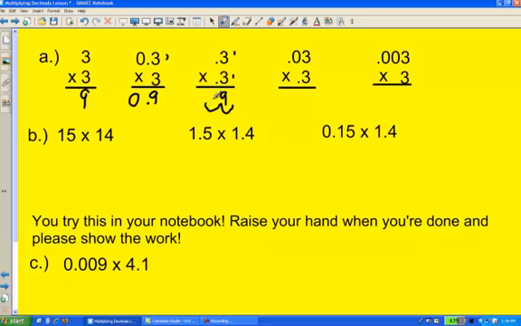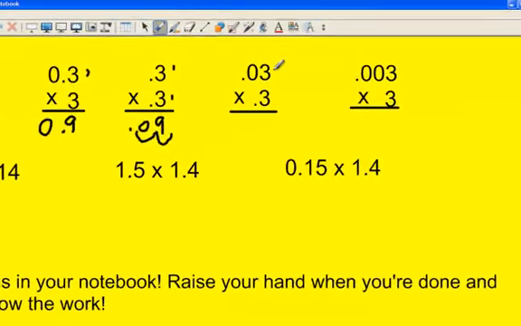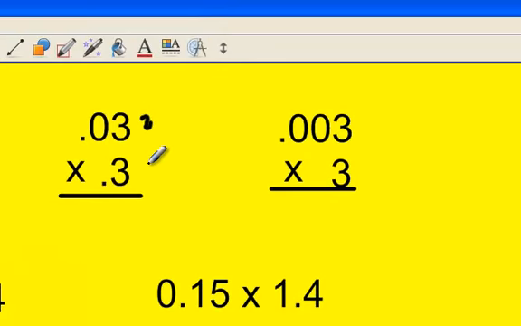And just like in addition or subtraction, when you annex zeros, you can annex a 0 here. We get 0.09 for that one, or 9/100. Here's the same thing. How many numbers are after the decimal? There's 2, and there's 1 here. Again, it's still 3 times 3 is 9, but now we're moving the decimal over 3 spots. So you can imagine what happens.